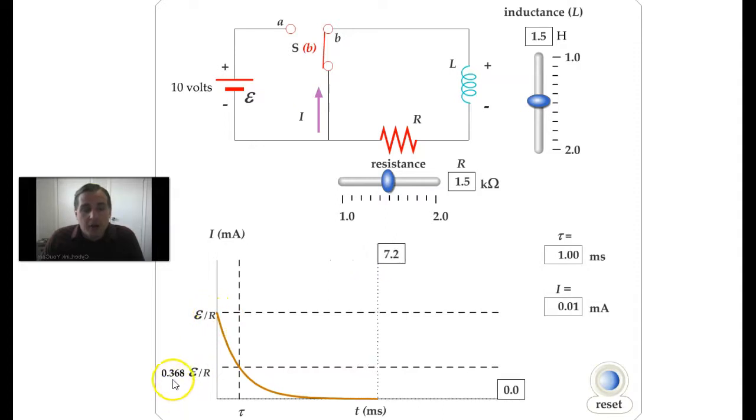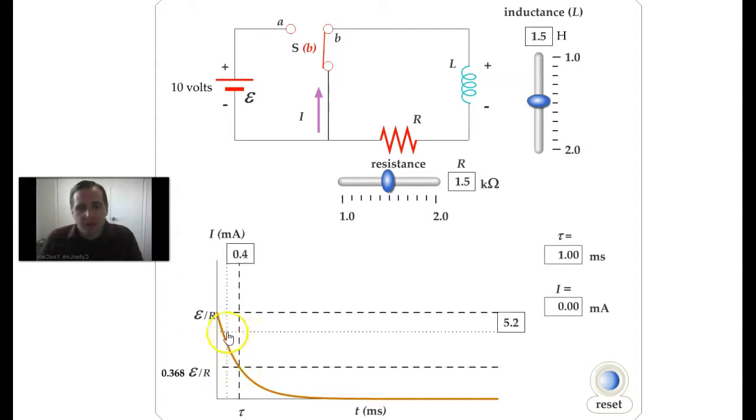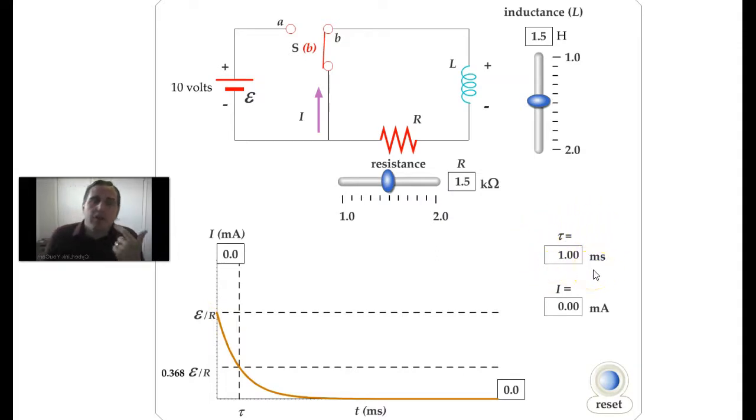And notice that 0.368 is associated with the time constant, because 0.368 is 36.8%, and that's 1 over E. And E is Euler's number, the natural exponential. So the time constant is the time it takes for us to get to 1 over E of the original electric current value. So again, tau is often called the time constant, or the characteristic time, or the E-folding time of this circuit.